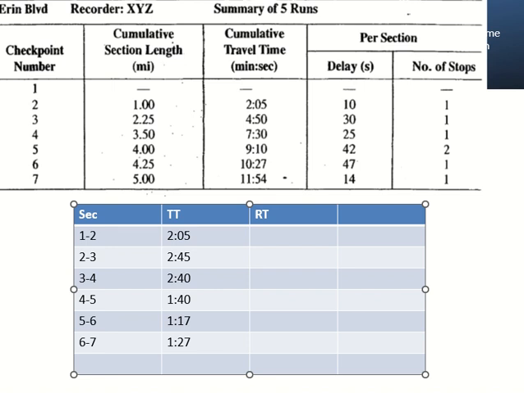What is the difference between travel time and running time? Tell me. The delay. Is the delay given? So we have the delay for each section, right? So there is no cumulation here. So you just take the travel time value and subtract the delay. So first one, 2 minutes 5 minus 10 is 155. Second one, 245 minus 30.